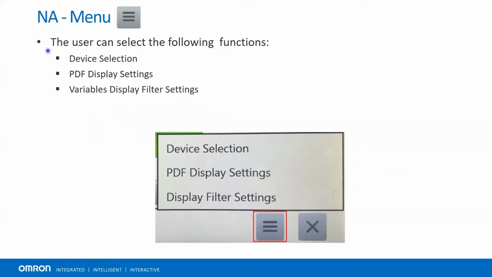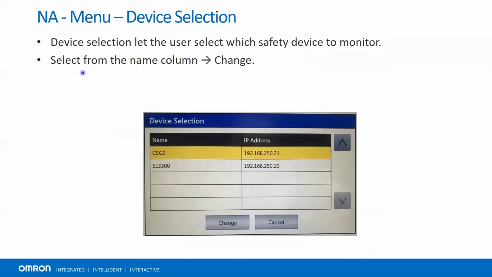The menu. The user can select the following function from the menu: device selection, PDF display settings, variable display filter settings. The device selection lets the user select which safety device to monitor. So select the name from the column, which will then highlight in yellow, then click change to go to the safety monitor page.